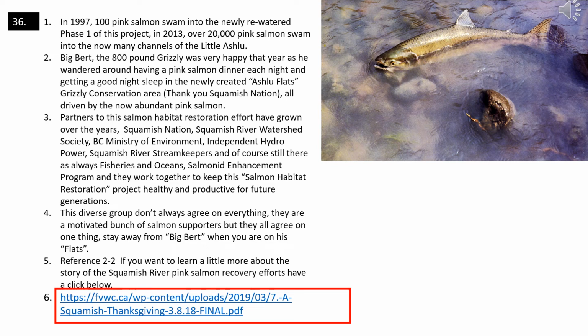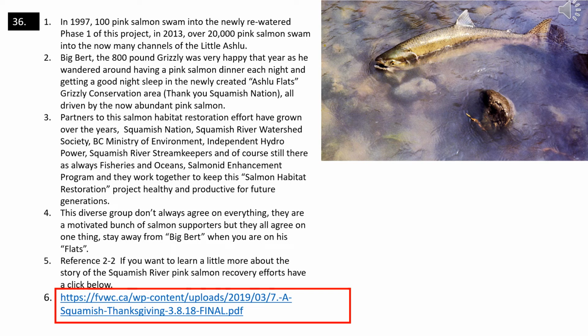Interfor transferred some private lands they had held on the flats to the Squamish Nation, and the Squamish Nation designated it as a grizzly bear conservation area. All connected with the efforts starting back in 1997 to restore this area for salmon, and all through these partnerships, people talking to people, collaborating, other interests came together to protect it into the long term as a conservation area, which won't be logged in the future. This is a really good story.